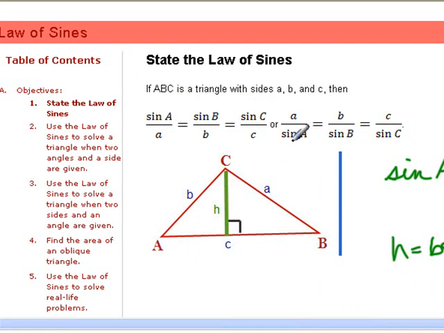So the idea is that we're going to use the law of sines to construct a proportion where these two ratios are equal. So we're going to set something like sine A over a equal to sine B over b, or sine A over a is equal to sine C over c. So let me stop this video, and then in the next video I'll show you how to actually apply the law of sines.